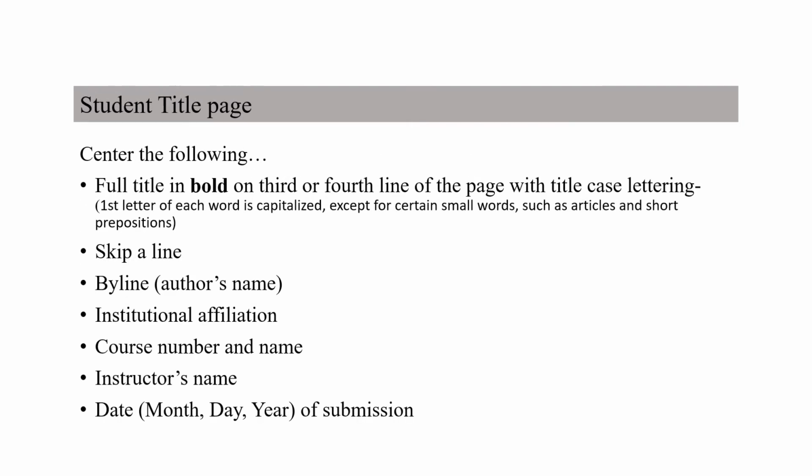The content of a student title page is centered and includes the following: full title in bold font on your 3rd or 4th line of the page with title case lettering. That means the first letter of each word is capitalized except for certain small words such as articles and short prepositions. Then you skip a line and in the next line would be the byline, the author's name. Then underneath that is the institutional affiliation, followed by the course number and name, the instructor's name, and then the date, the month, day, and the year of submission.